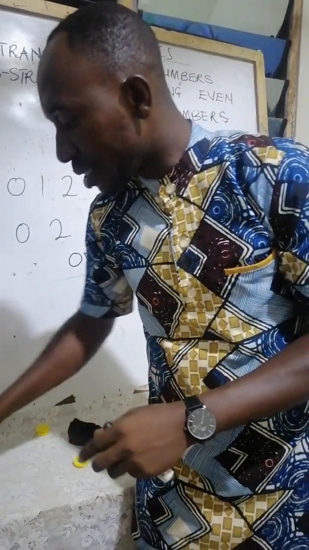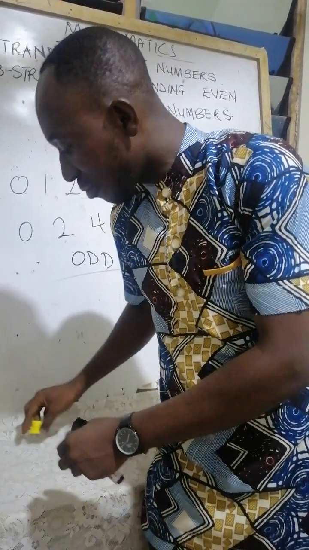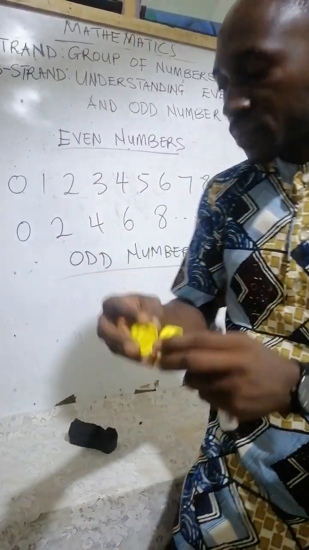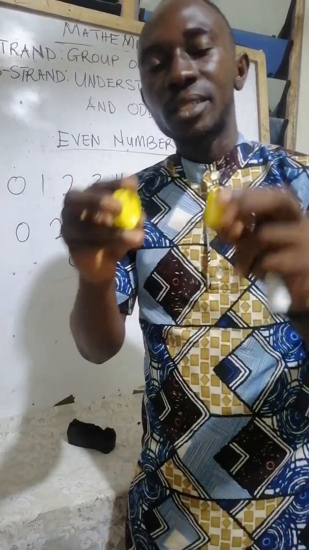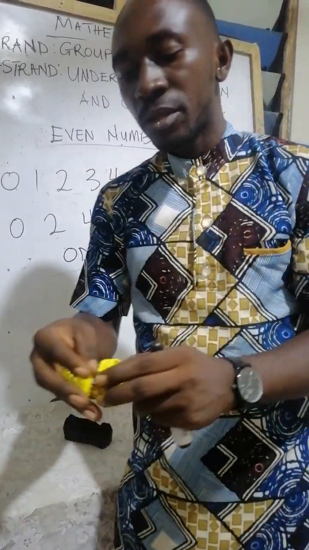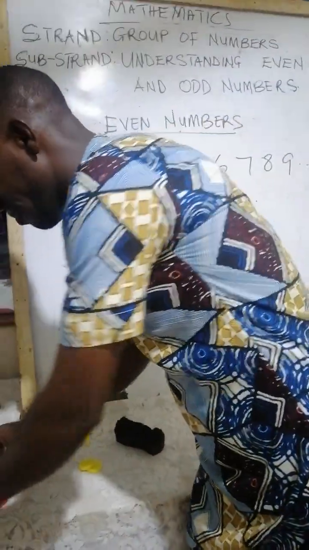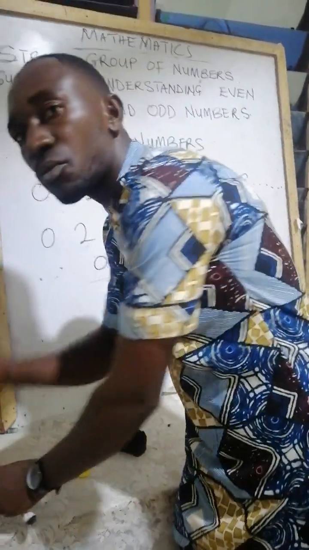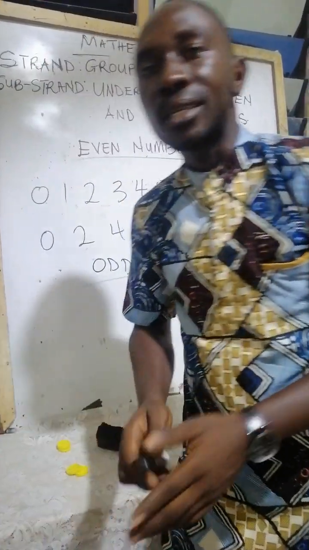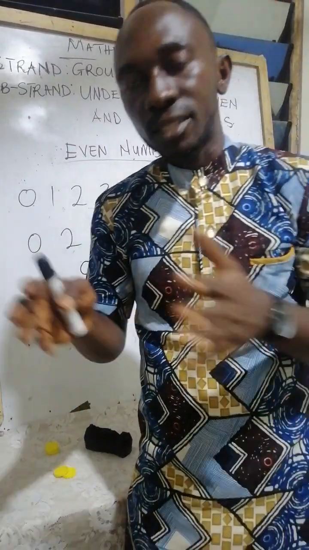So we mean to say that between the 4 yellow bottle tops and the 5 red ones, 4 is an even number because when we paired them, we didn't have any remainder of 1. And then 5, when paired, we have a remainder of 1. So 4 is an even number, 5 is an odd number.